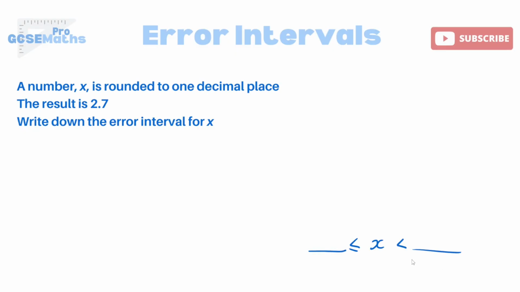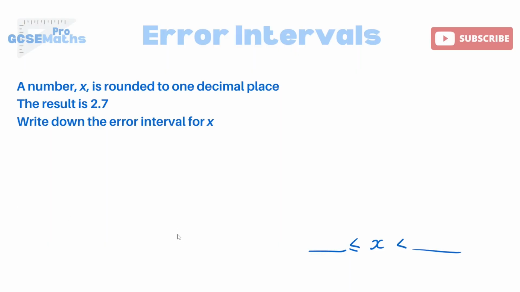When I say it's similar to upper and lower bounds, you kind of need the smallest number and the biggest number, don't you? Because we're saying that x, so the original number before they rounded it to 2.7, the original number should be something between the lowest value that it could possibly be and the highest value it could possibly be. We just need to find out what is the lowest value that it could possibly be and what is the highest value it could possibly be.